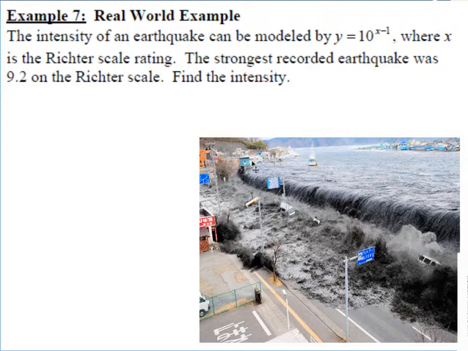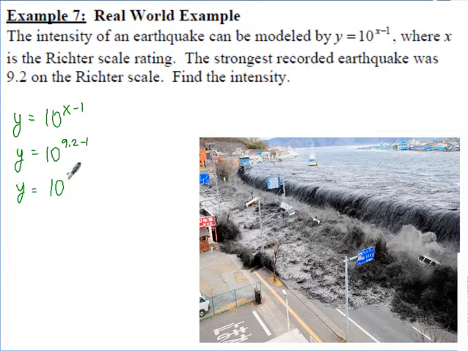So what we can do is find the intensity of this. If we have y equals 10 to the power of x minus 1, and x is your Richter scale rating, then the strongest earthquake would be 10 to the power of 9.2 minus 1, which would be y equals 10 to the 8.2. And if you want to figure out what that equaled, then you just take on your calculator 10 to the power of 8.2, and you're going to get your intensity, which is measured in microns.